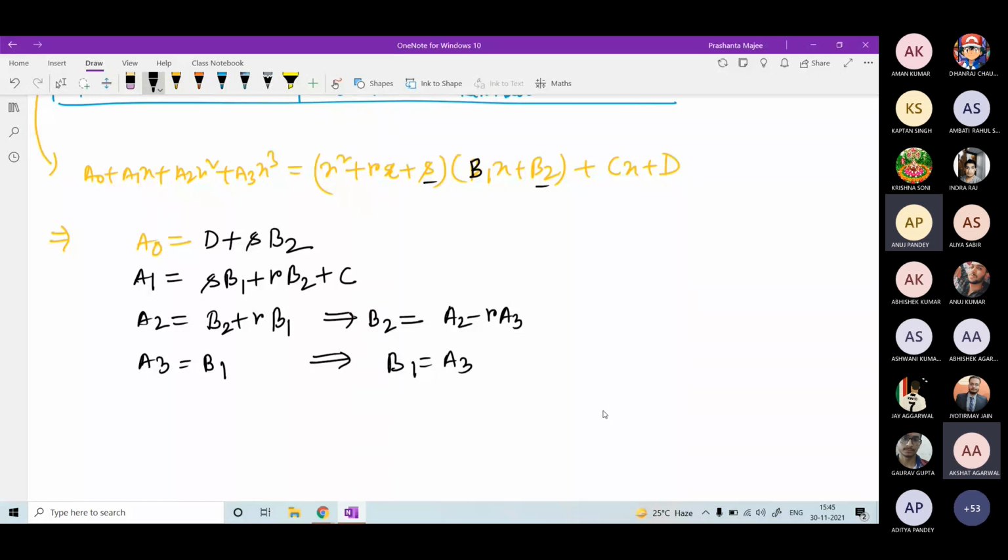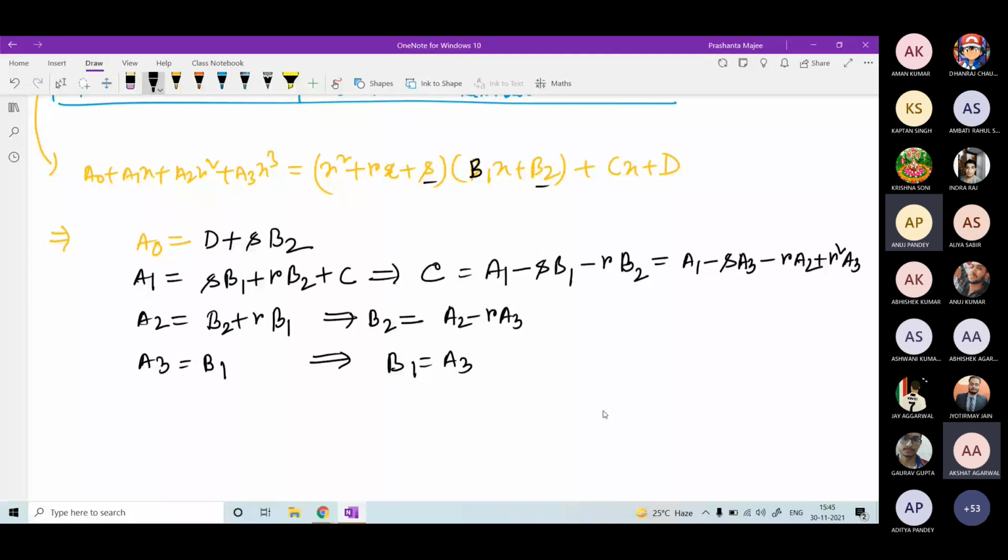Okay. So tell me what is C? C equals A1 minus S B1 minus R B2. So substitute the values of A1, B1 and B2 and tell me what is C. It is A1 minus S A3 minus R A2 plus R square into A3. That is the value of C.